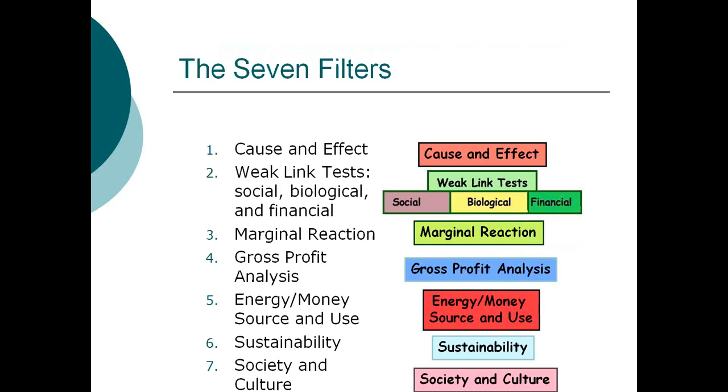Okay, I think most of the slides are on there. So there are 7 filters. They're cause and effect, the weak link test, and there's a weak link test for social, biological, and financial aspects. There's a marginal reaction test, what's going to give us the biggest bang for the buck in terms of time and money spent. The 4th is gross profit analysis, which you're going to learn a lot about. I think that's in session 3. Craig's going to be going in much more depth on the financial planning, and that's used to evaluate and compare enterprises.